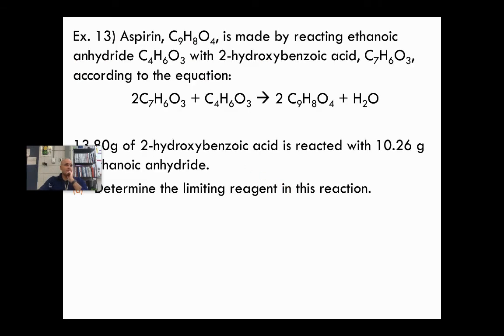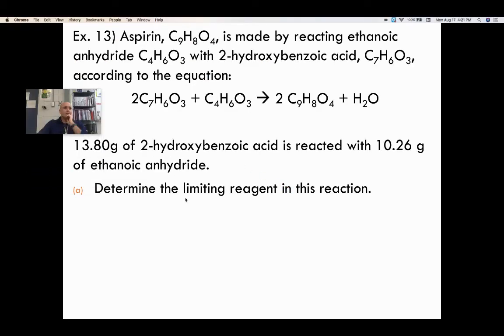So let's check through a problem right here. Aspirin is made by reacting ethanoic anhydride with 2-hydroxybenzoic acid, according to the equation here. 13.8 grams of 2-hydroxybenzoic acid is reacted with 10.26 grams of ethanoic anhydride. Determine the limiting reagent for this reaction.